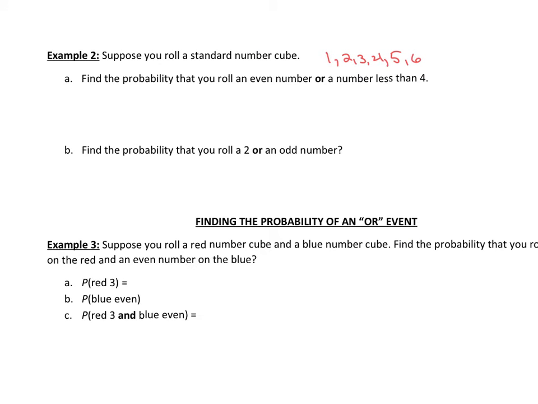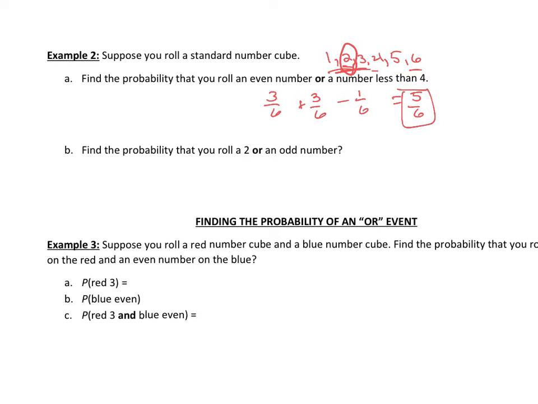Now we're going to be looking at a standard cube, which is 6-sided. If we look at the probability that you roll an even number or a number less than 4, well, even would be 2, 4, and 6, so that would be a 3 in 6 chance. Numbers less than 4 would be 1, 2, 3, so that would also be a 3 in 6 chance. Remember, because there are some overlapping numbers, we would need to subtract out 1 out of 6. So really, that's going to end up being a 5 in 6 chance.